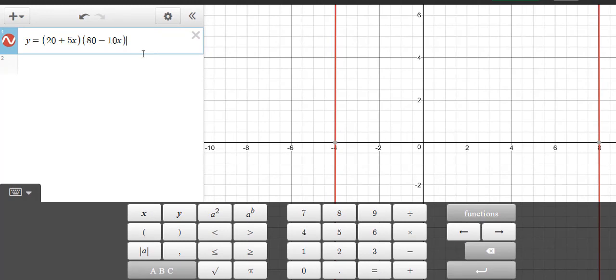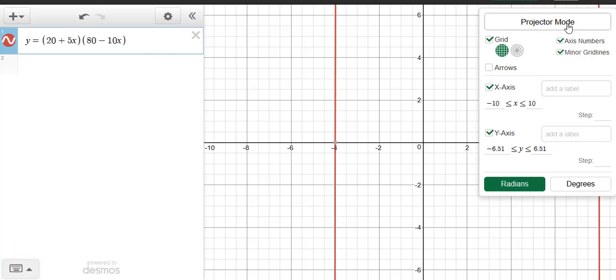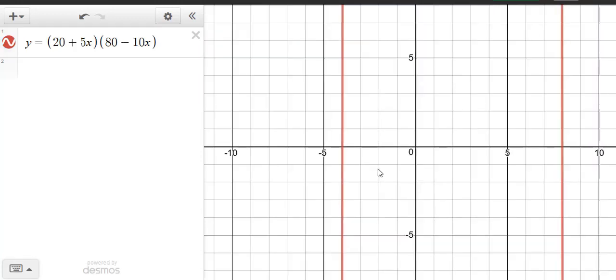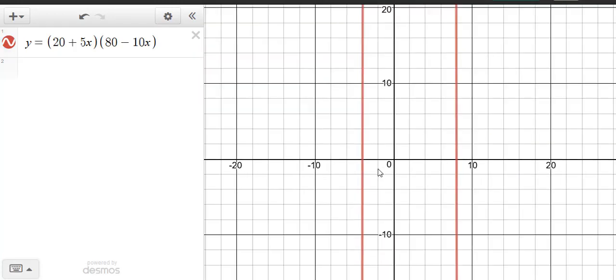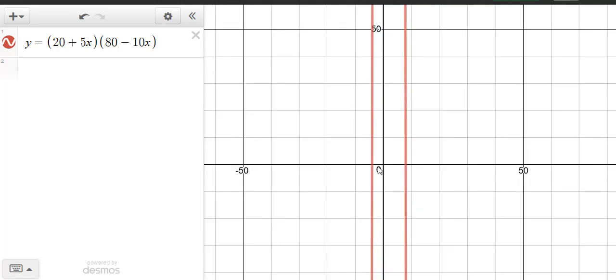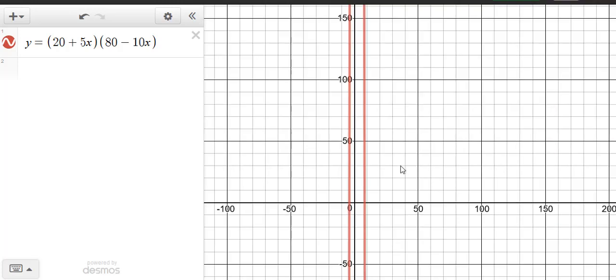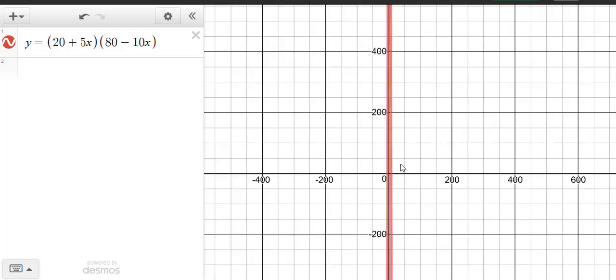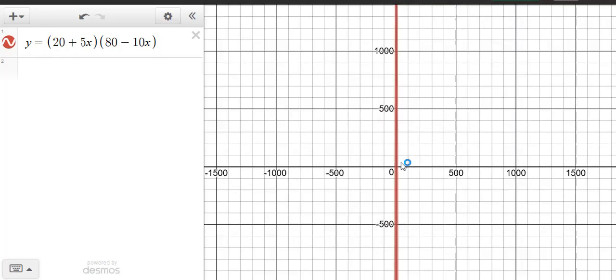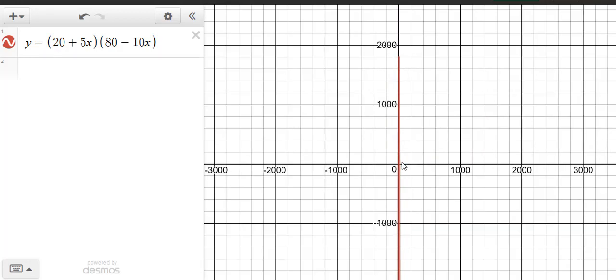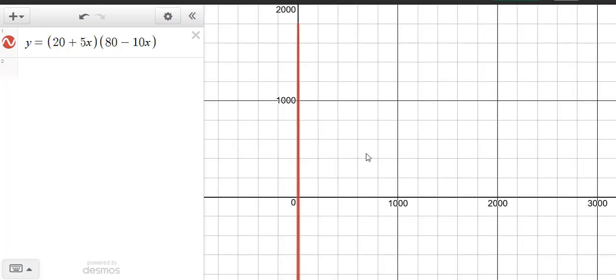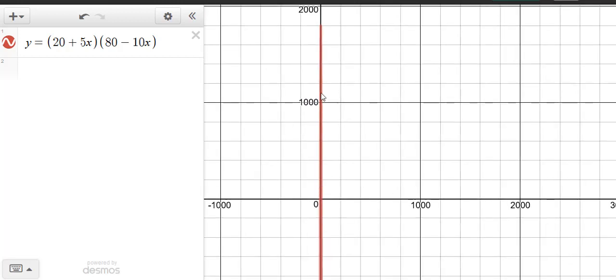Okay, doesn't look like a parabola, does it? When you look at this, I'm going to make projector mode. It does not look like a parabola. I'm going to start to zoom out so we can see if this thing looks like a parabola. Wow. Look at that. All right. This is a parabola, but the problem is we can't see it very well.